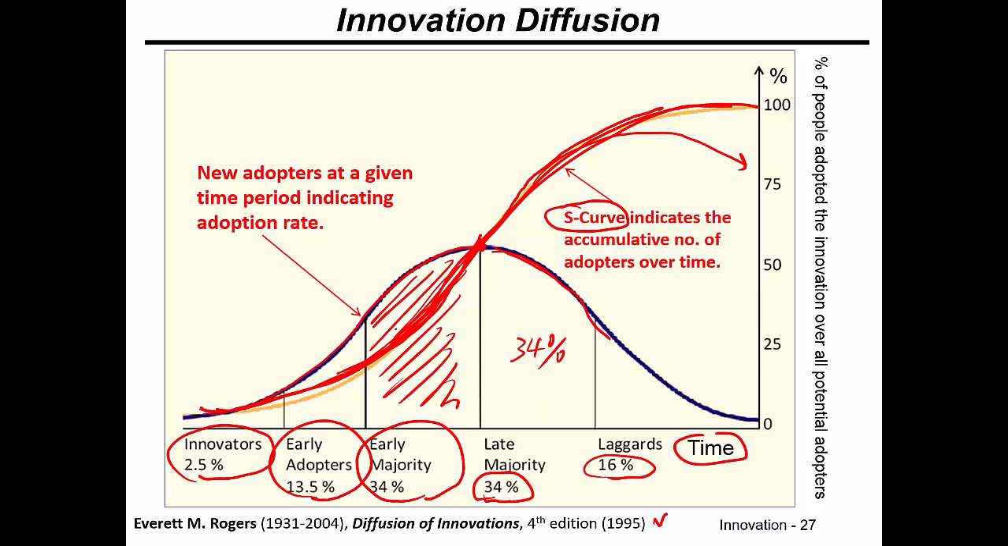Okay, and certainly we all know that some innovative technologies did not even take off. They may start here and then eventually go down before they are adopted by some early majority. And so this is kind of the ideal case of a new technology which is adopted by all its adopters in the potential marketplace.